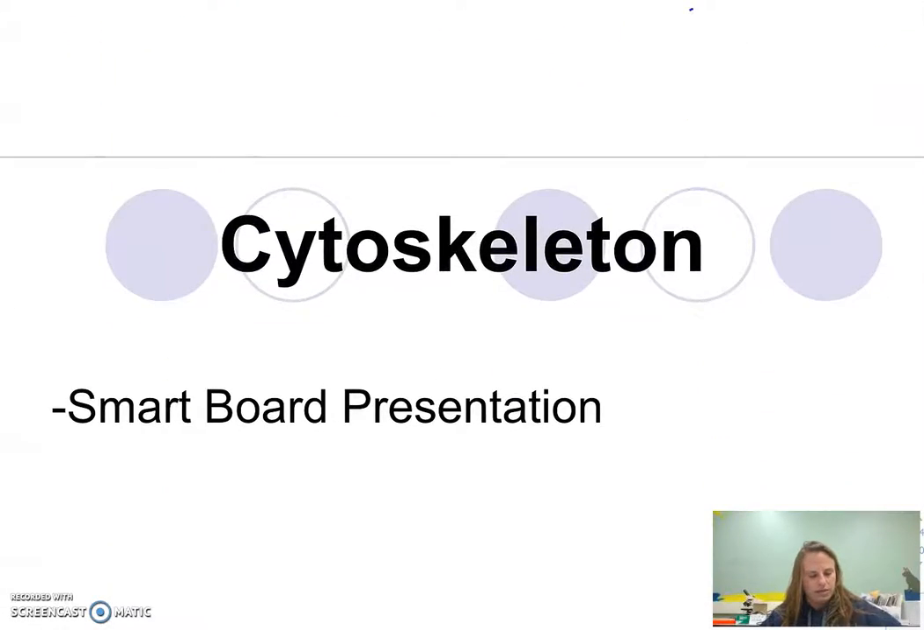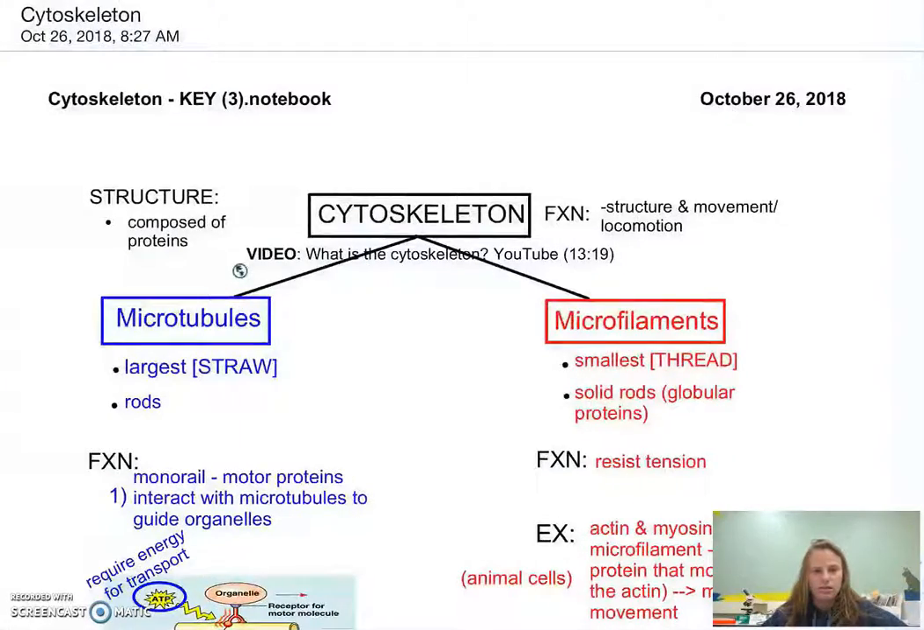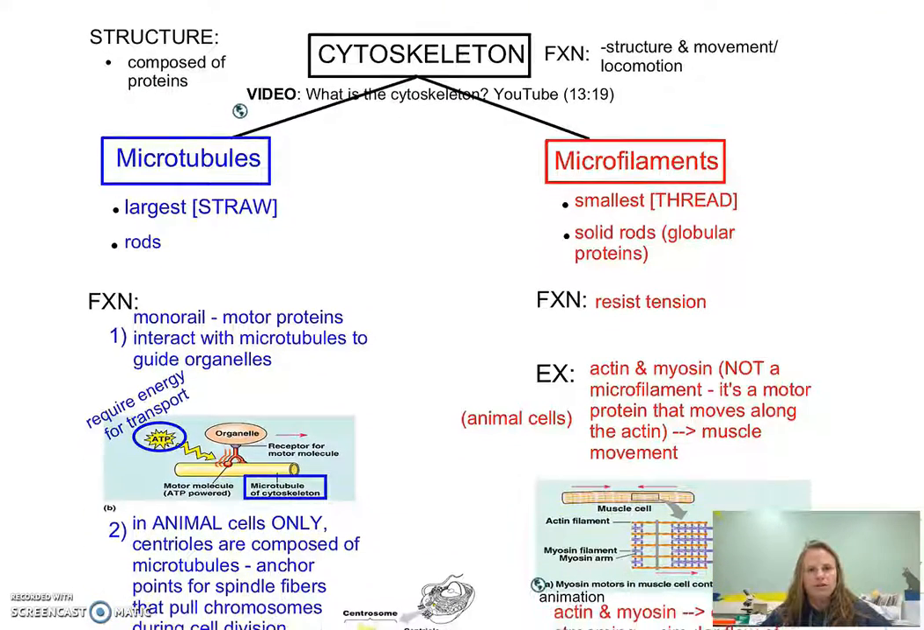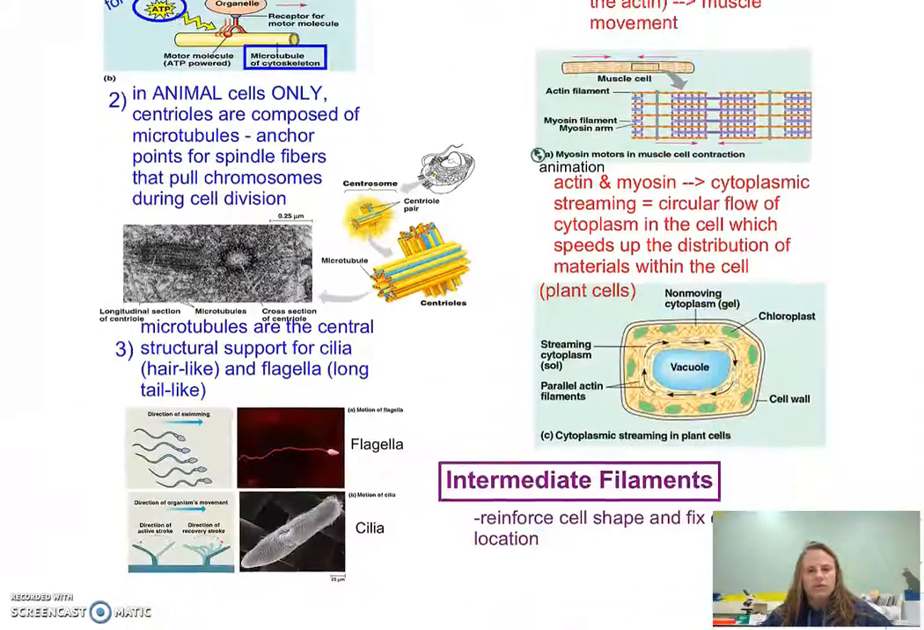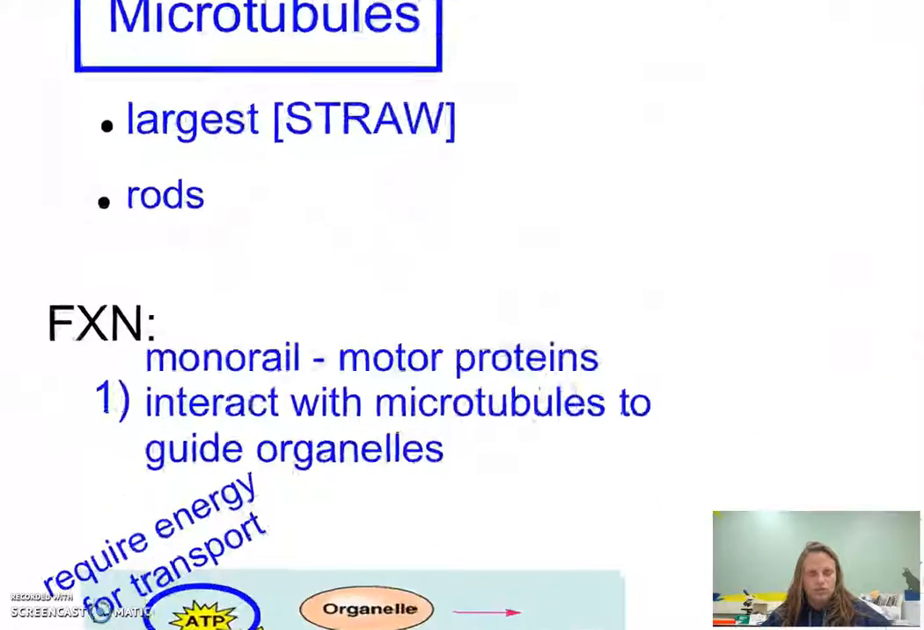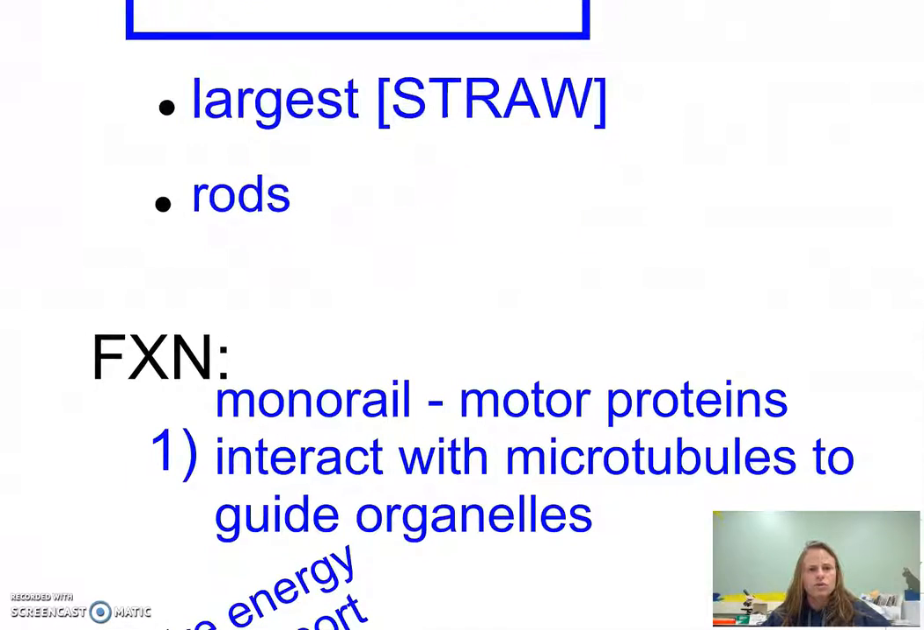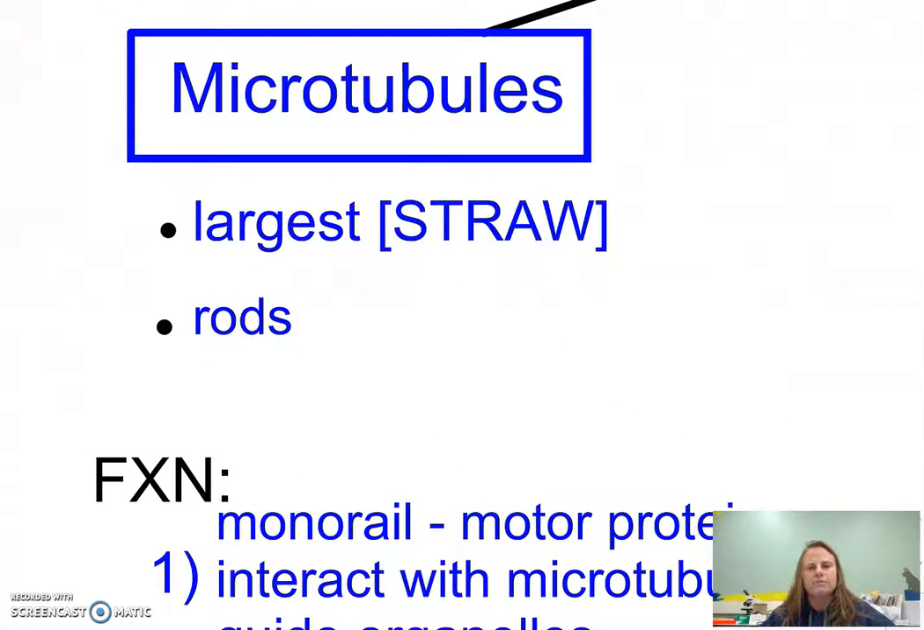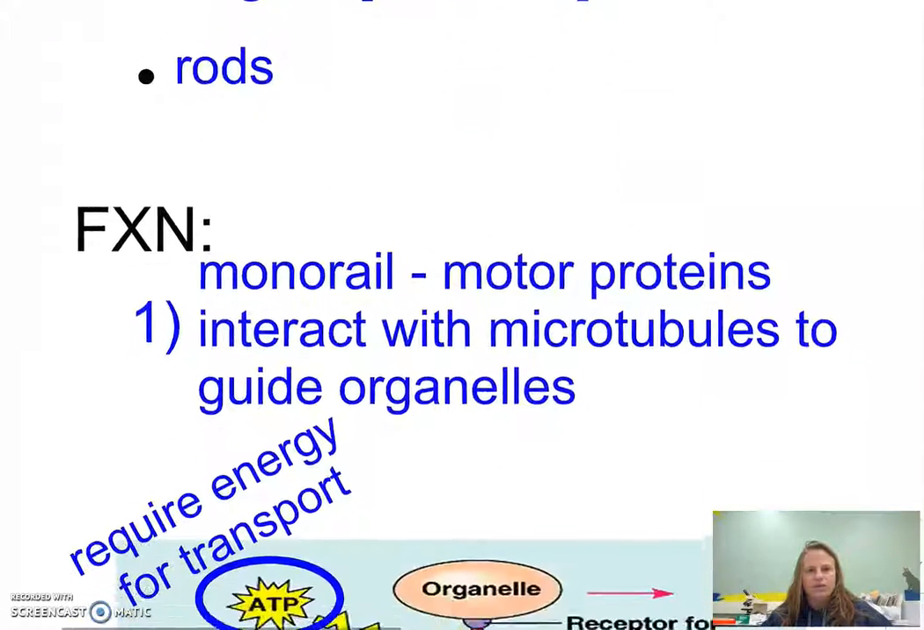So now what I'd like to do is discuss the cytoskeleton with you guys. The cytoskeleton is composed of proteins, and its main functions include structure, movement, and locomotion. There are three types of cytoskeleton that we're going to discuss: microtubules, microfilaments, and then down here, intermediate filaments. So let's focus in on the microtubules to begin with. Microtubules are the largest type of cytoskeleton, and they kind of look like a straw. They have a hollow inside, and they are rods.